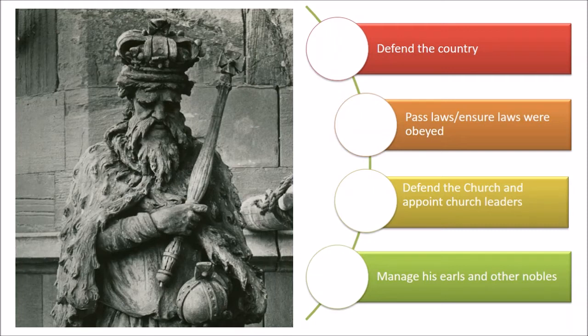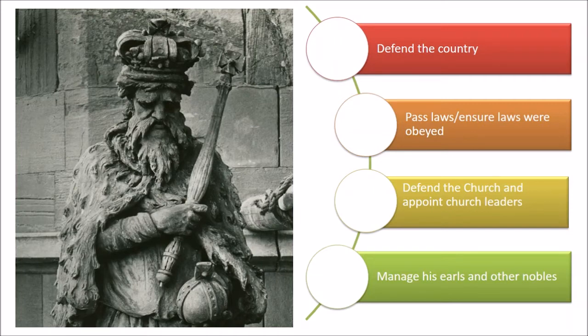Finally, he had to, a bit like a teacher, I suppose, manage the people under his command. He had to manage his earls and his other nobles so that they cooperated with his decisions and helped him run the country effectively. Okay, so the king appointed earls and other important people. He gave them their title.